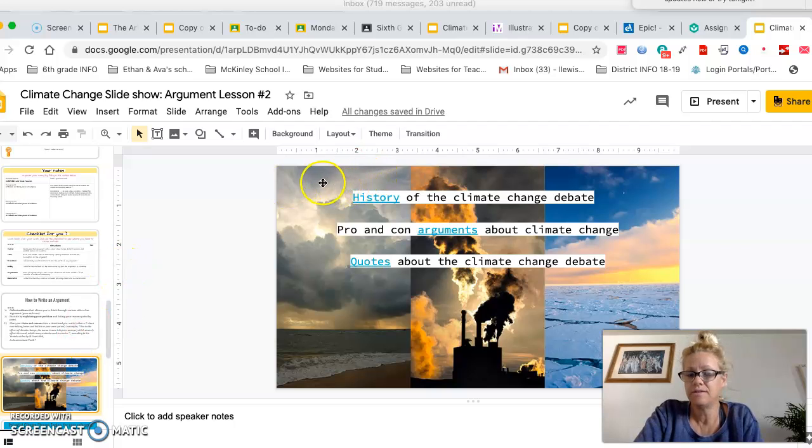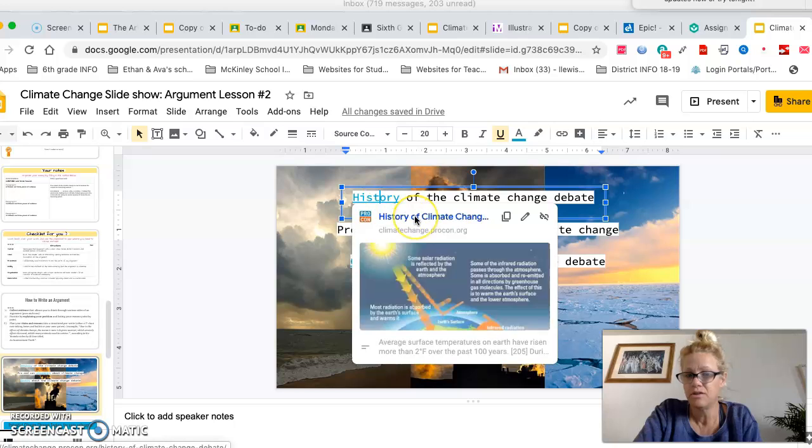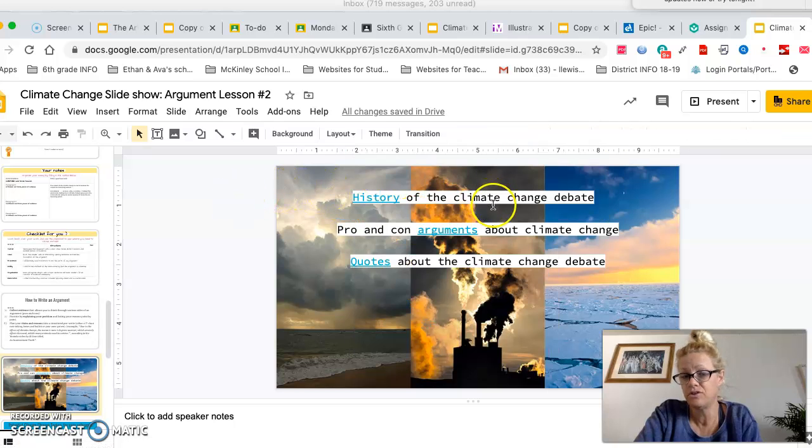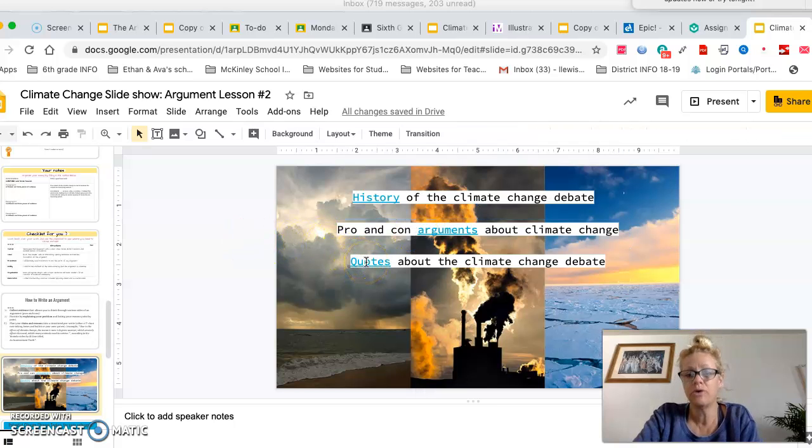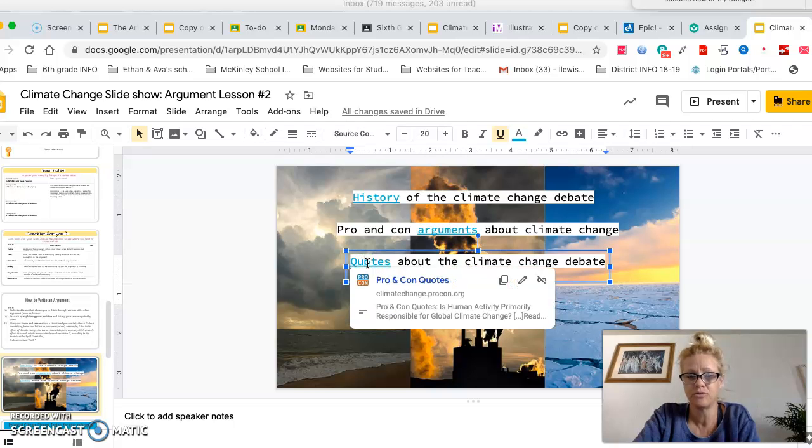This page right here has articles and information. So this line, History of Climate Change Debate, there's an article. So you just click on it, open it, read your article. You can take notes, pros and cons about climate change. There's an article. And there's quotes. You might want to use a quote to start your paper. It's a great way to start your paper. And here's some quotes.